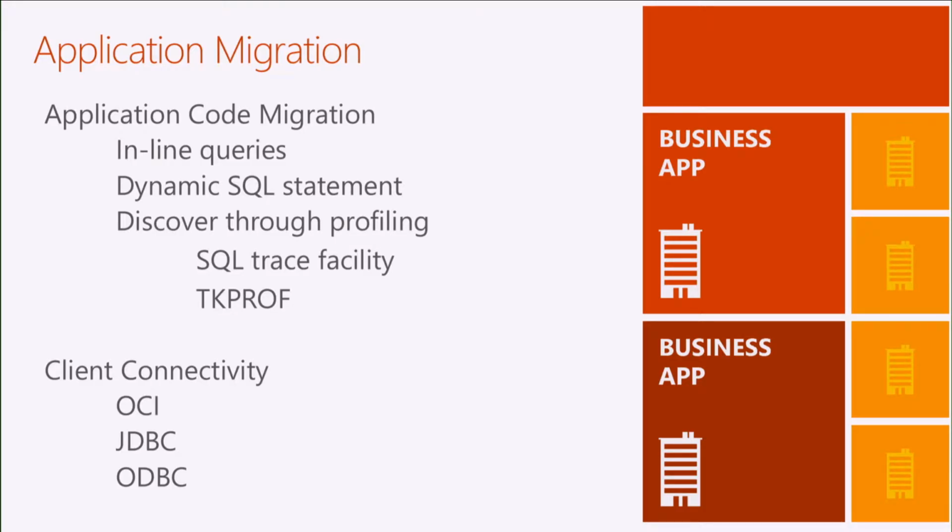Now, for an n-tier application where a front end is talking to a middleware, and the middleware is talking to the back end and is responsible for abstracting the data layer for the front end, you really don't have to make any changes in the front end. All changes go into your middleware. There are other considerations like client connectivity. If you're using the native interface OCI, there is no support for that in SQL Server. So you have to do some work there to migrate those applications.